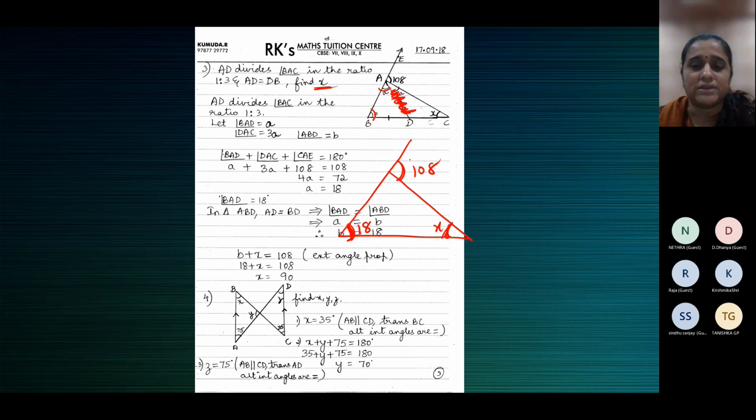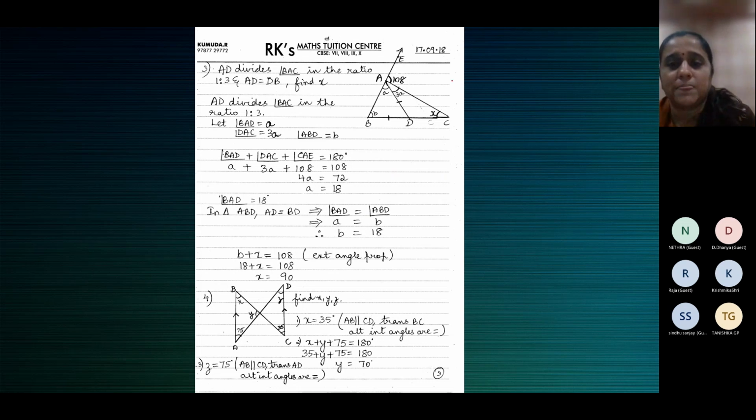So by the exterior angle property, 108 is equal to 18 plus X, or X plus 18 is equal to 108. This is the exterior angle, and these are the two interior opposite angles. Leave this one. So the exterior angle is equal to the sum of the two interior opposite angles. So X plus 18 is equal to 108, or X plus B is equal to 108, because B is 18 degrees.